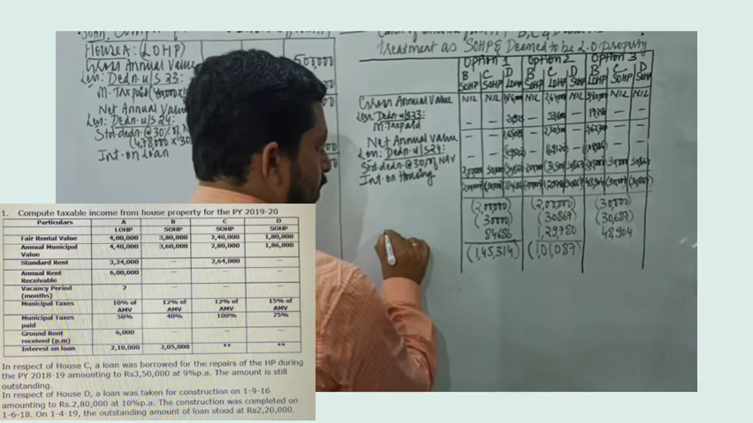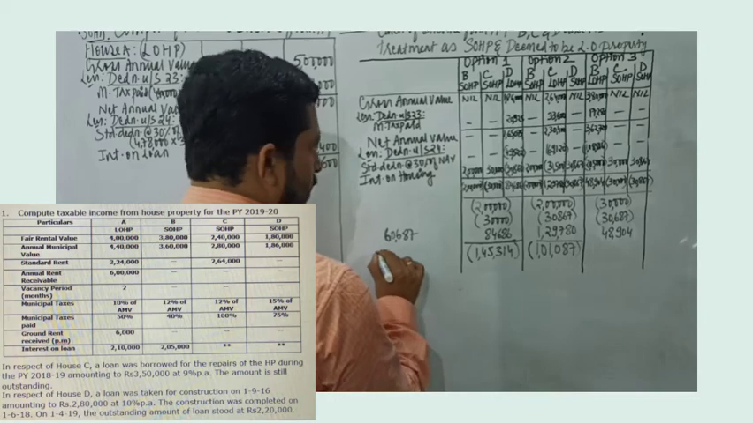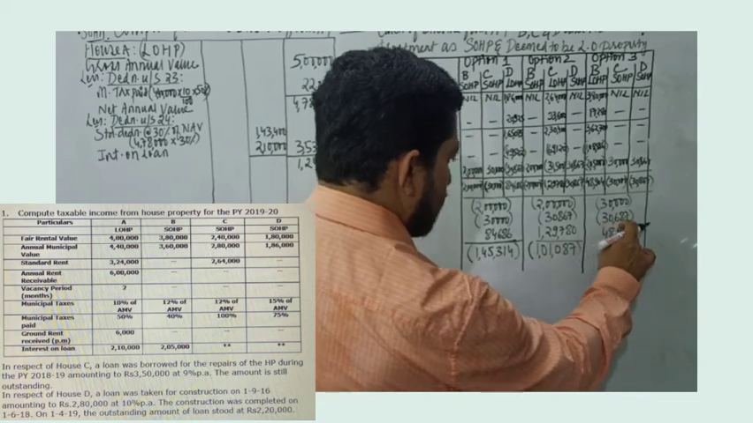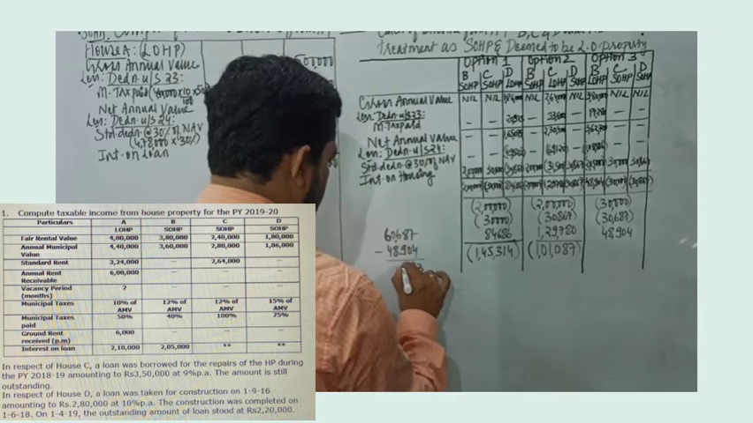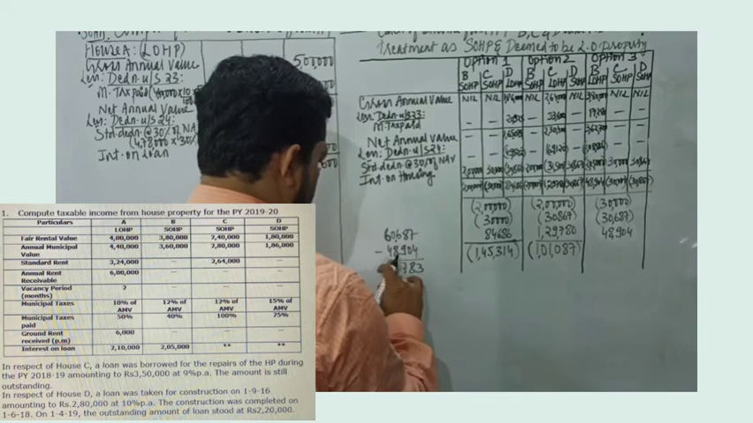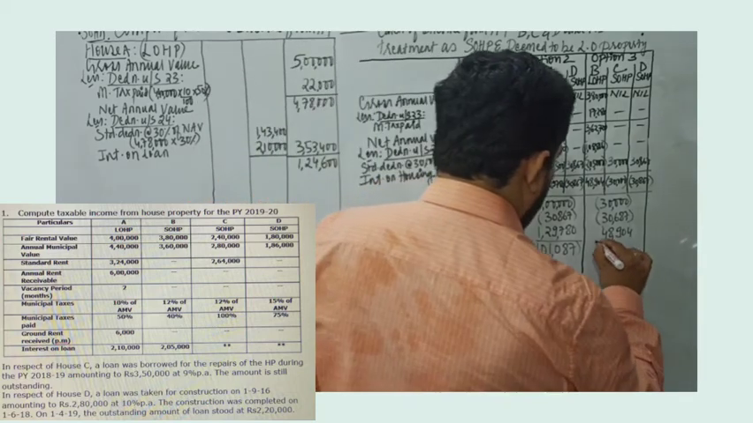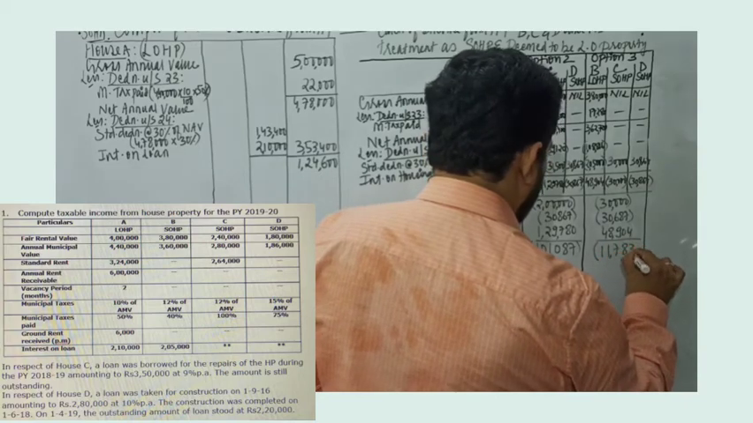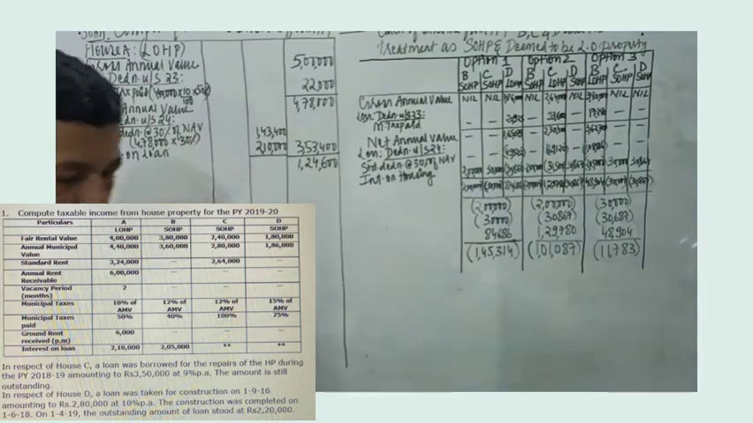So that would be 60,687 minus 48,904. So 60,687 minus 48,904, that would be a negative value of 11,783. 11,783. Okay. So these points are done.